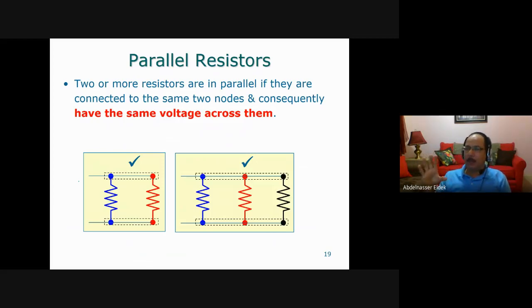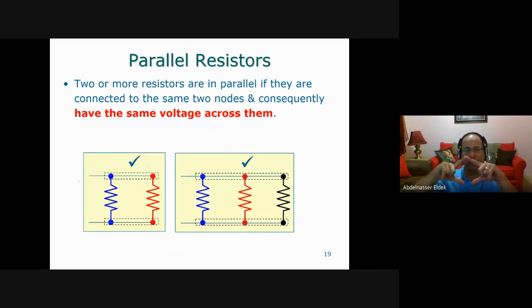Parallel connection: if you have resistors, they must be connected from both terminals. Both. They cannot be connected from one only. Okay, so you have to be careful. The word parallel here does not mean parallel geometrically. They are not parallel geometrical like this. They are parallel means that they are connected from both terminals.